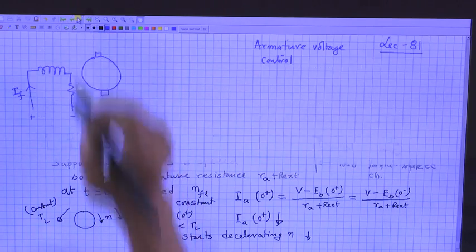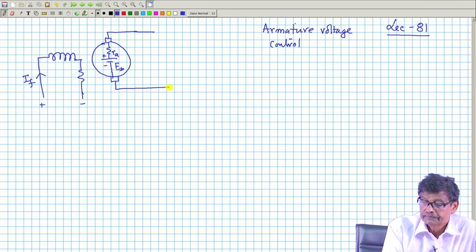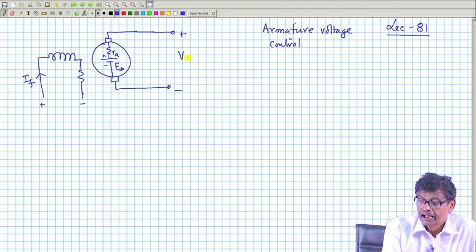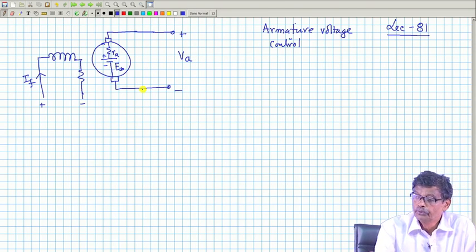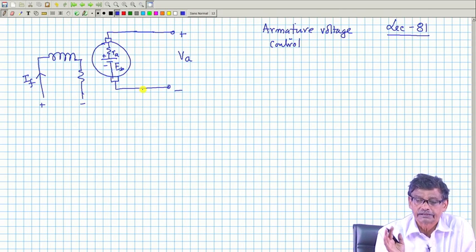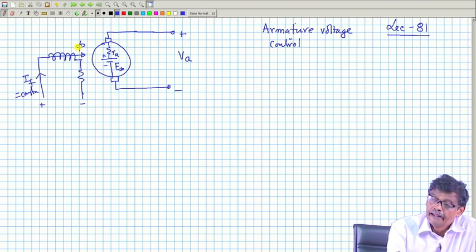If you say it is armature voltage control, it should be like this: I will not connect any external resistance. This is your back EMF E B, this is plus minus, and this voltage I now call V A, because it is separately excited; it has to be, if you want to control the armature voltage. The field I will not touch, constant field current at rated current, so that it produces flux phi, and it is drawing a current of I A.